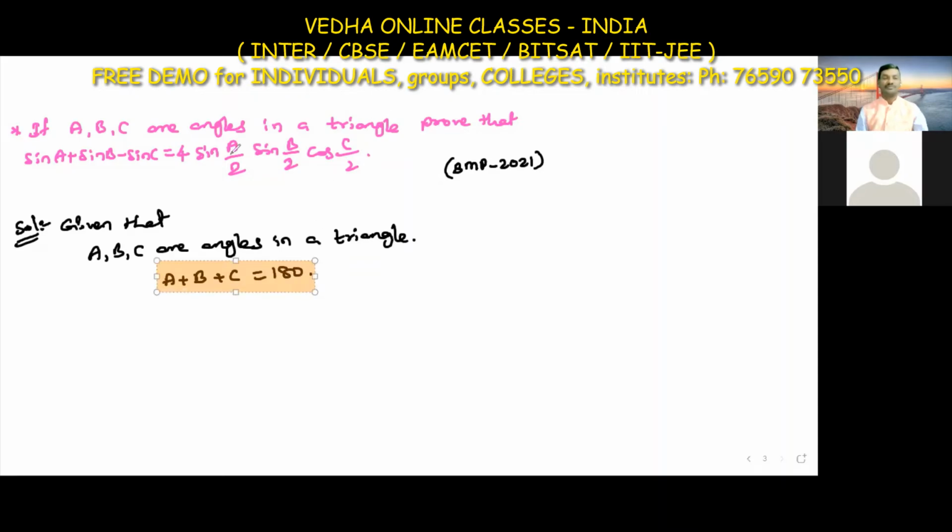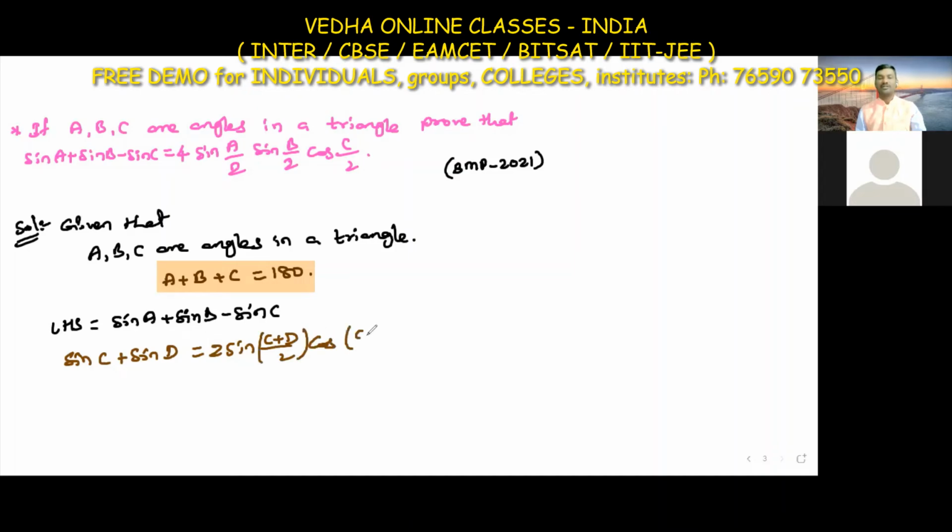Now take the LHS part here. So LHS is equal to sin A plus sin B minus sin C. What formula do we have for sin C plus sin D? In the first two terms I am applying the formula for sin C plus sin D. Sin plus sin formula is sin cos, so that means 2 sin of (C plus D) by 2 into cos of (C minus D) by 2.